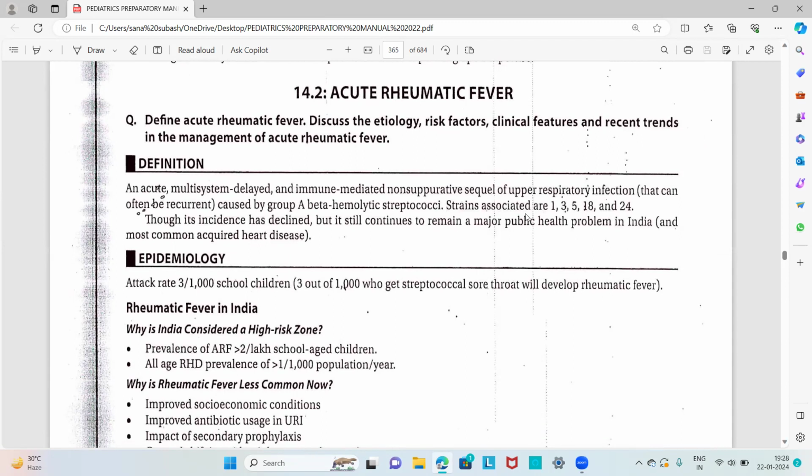An essay: an 8-year-old female child is brought to the OPD with fever, pain and swelling over major joints, which is migratory in nature. Her ESR is 66 millimeters in the first hour. She gives a history of sore throat 20 days back. What is the probable diagnosis? Discuss the etiopathogenesis, clinical features, and management of the same.